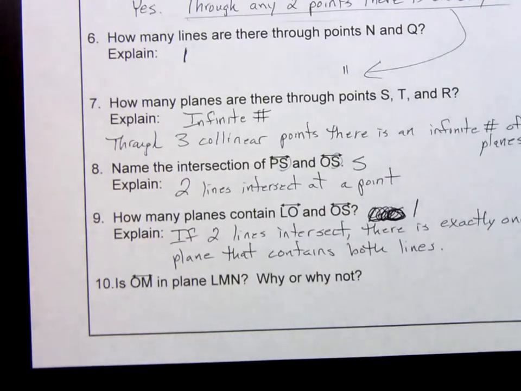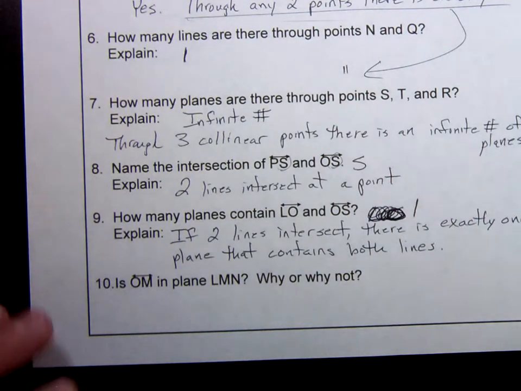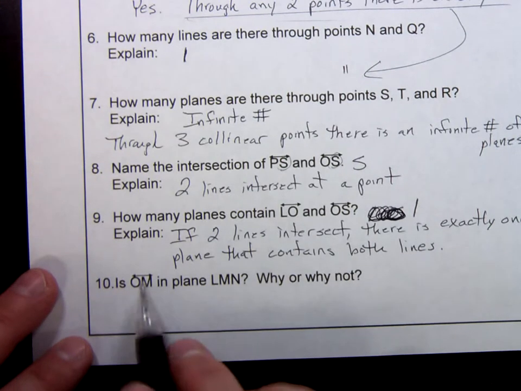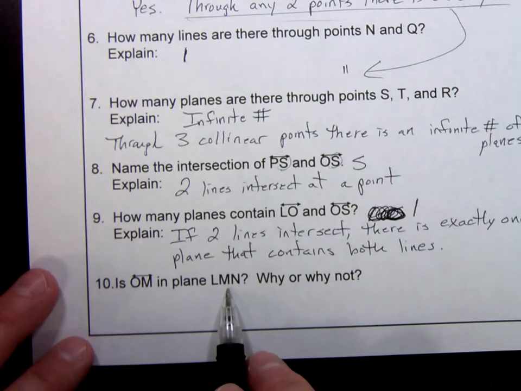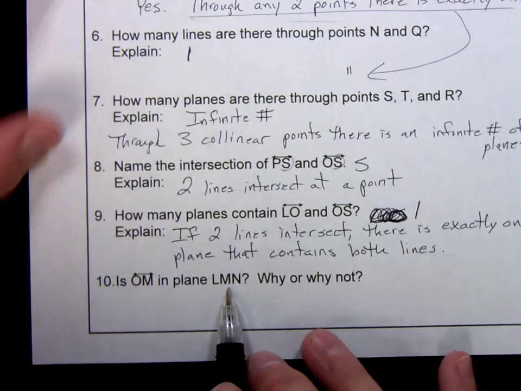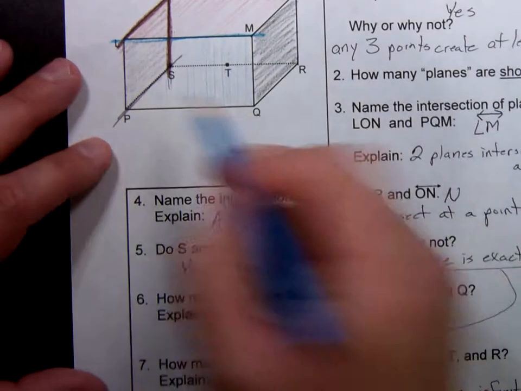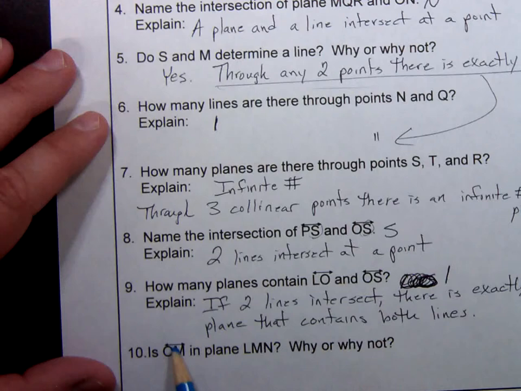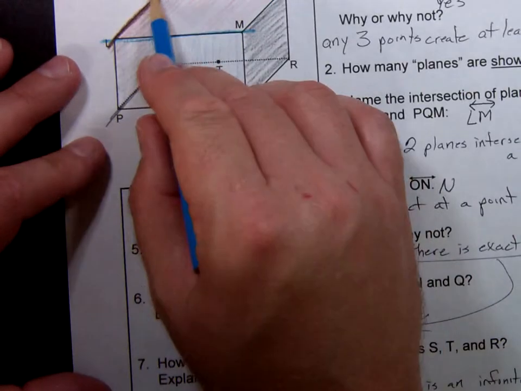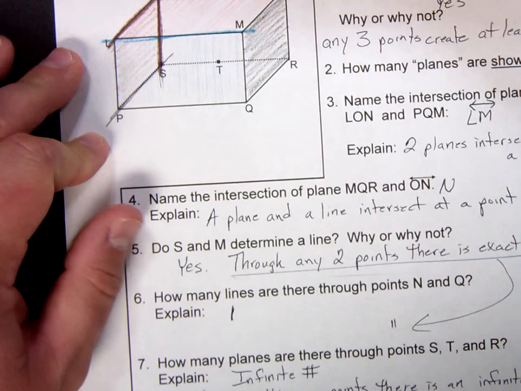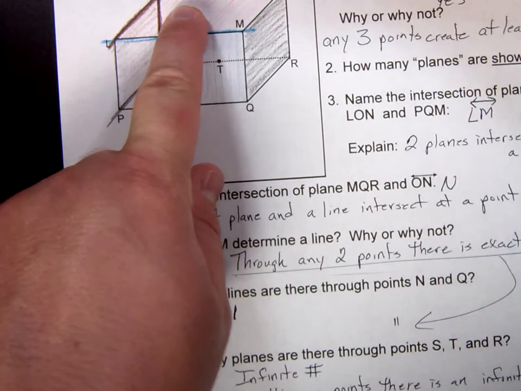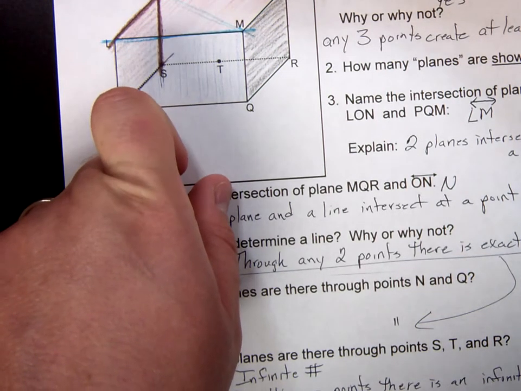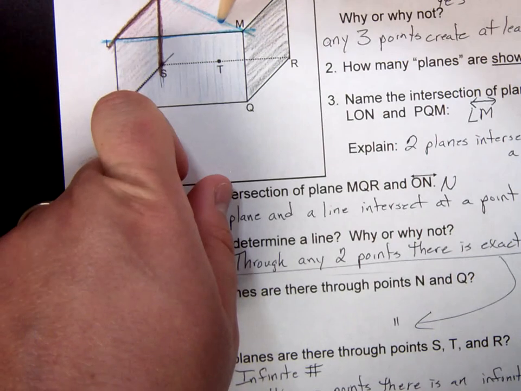Last one, guys. Is line OM in plane LMN? Now, for line OM to be in plane LMN, every single point on that line has to be in this plane. Not just some of it. All of it needs to be on there. So let's look at plane LMN. LMN, that's this top plane up here, the one that's in red. Is line OM in the plane? OM. Now notice, the line has not been drawn yet. But is O on the plane? Yes. Is M on the plane? Yes. Then the line containing those 2 points will also be on the plane. Notice how every other point on this line is still a part of that same plane.